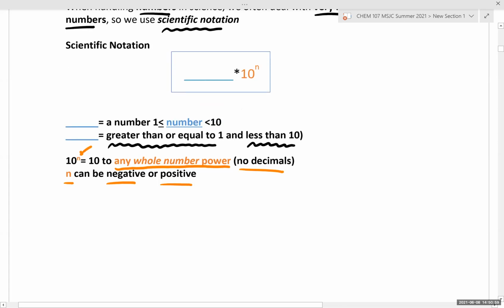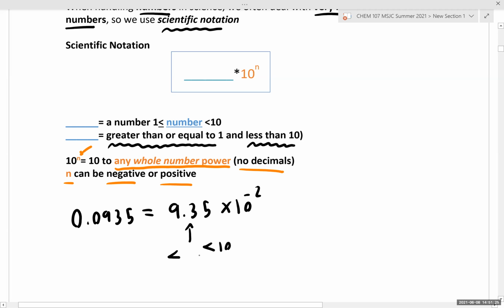So let's look at some examples of numbers that are written reasonably in scientific notation and numbers that are written unreasonably. So if we have 0.0935, if we rewrote this as 9.35 times 10 to the negative second, let's check to make sure this number is written correctly in scientific notation. First, 9.35 is less than 10 and greater than or equal to 1. And our exponent, n, is a whole number. There's no decimals here. So this number is fully and properly written in scientific notation.